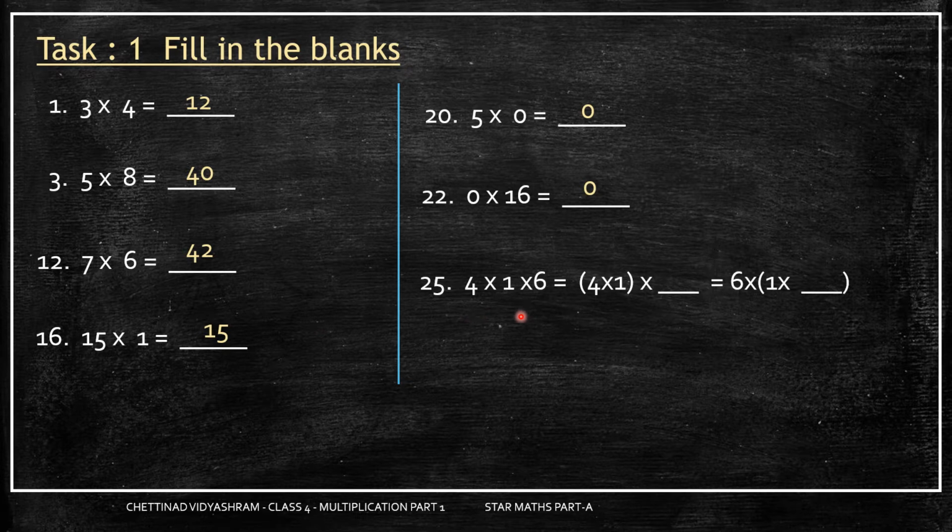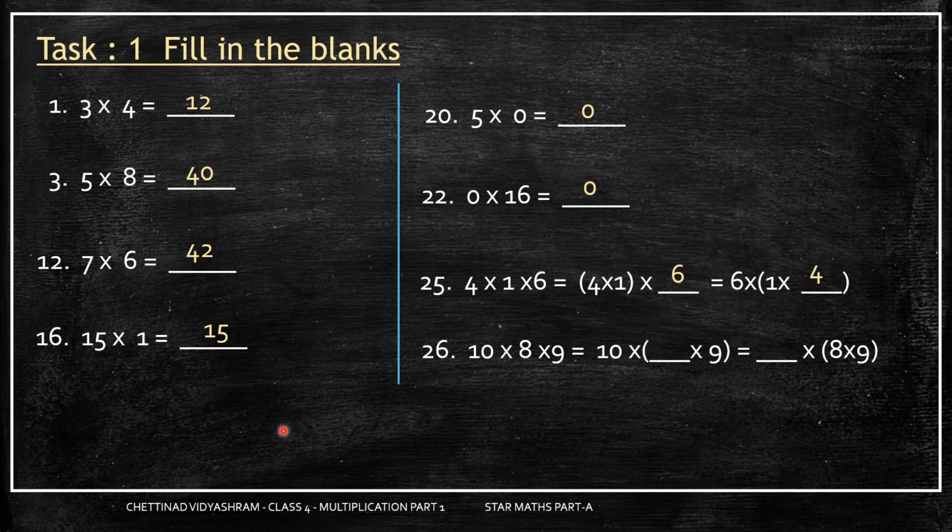Now 4 into 1 into 6. So here three numbers. It can be grouped in any order. Their product will remain same. So 4 into 1 into 6 is also equal to 6 into 1 into 4. And 10 into 8 into 9 is equal to 10 into 8 into 9. Understood, children?